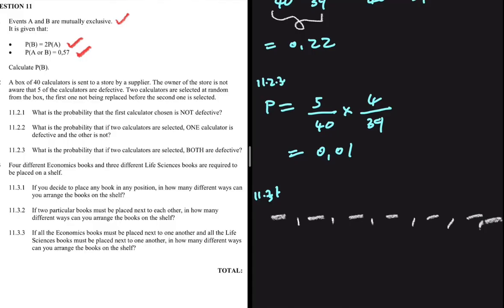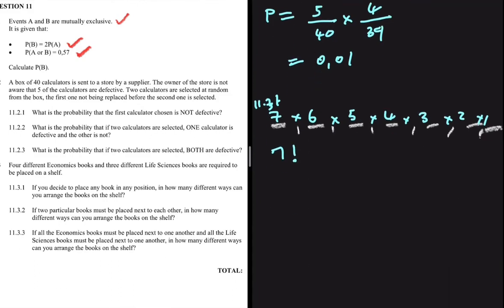So on the first slot, we're not required to peg them in any order. On the first slot, you have an option of 7 books, and then on the second slot, after you've placed 1 book, you have an option of placing 6 books. After that, you're gonna have 5, 4, 3, 2, 1, and this is just 7 factorial, right? The answer to 11.3.1.